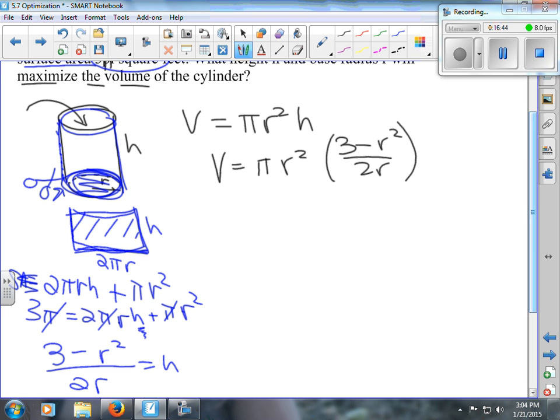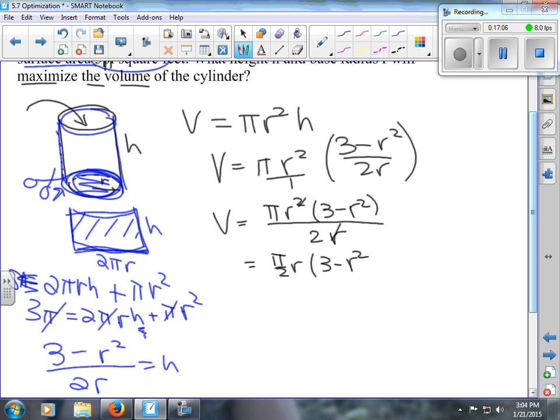And again, we want to simplify this before we take the derivative. So I'm going to think about this as pi r squared, 3 minus r squared over 2r, because this is over 1. And r will cancel. And so I have pi over 2r. That gets distributed to my 3 minus r squared. So this is 3 pi over 2r minus pi over 2r to the third.